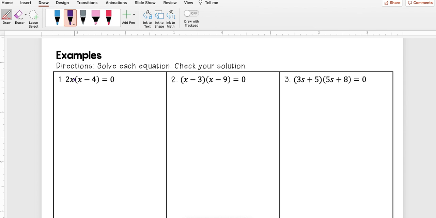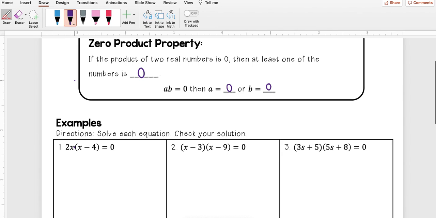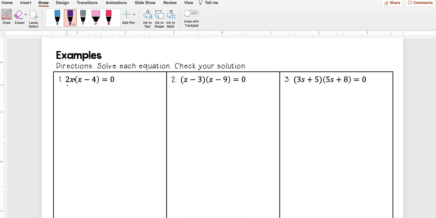I kind of think there's a multiplication sign in there. So I have two things, and they multiply to get 0. And I know from my zero product property, if two things multiply to get 0, then either the first factor is 0 or the second factor is 0. So to solve this, I'm going to split this into two equations.